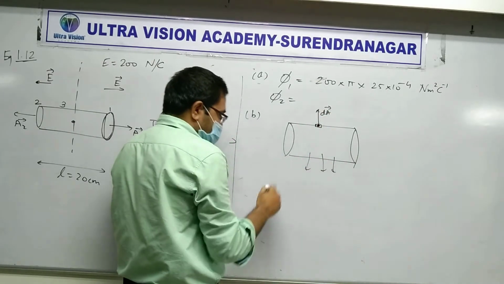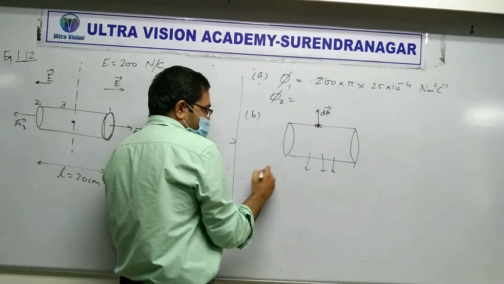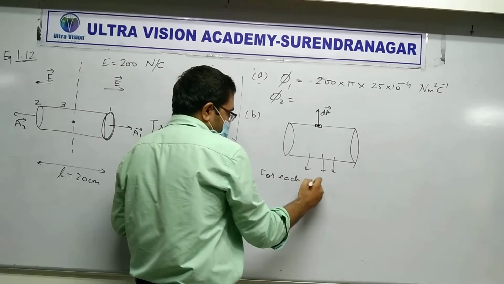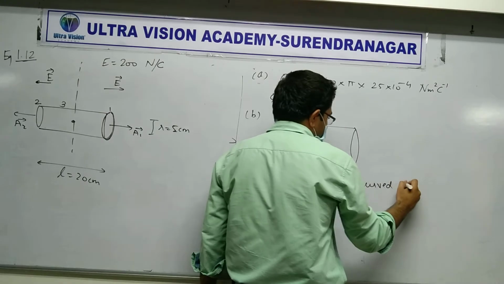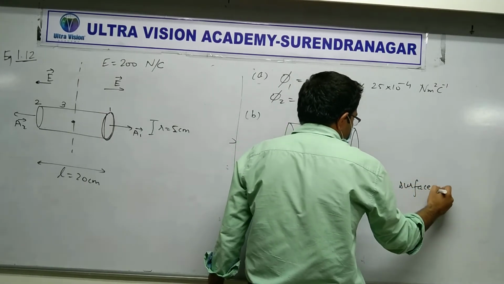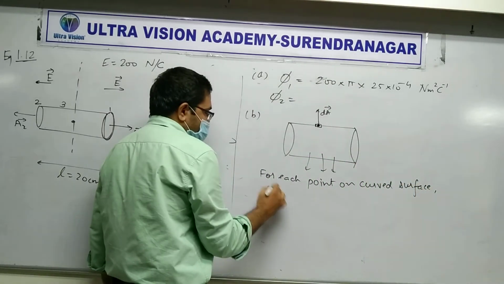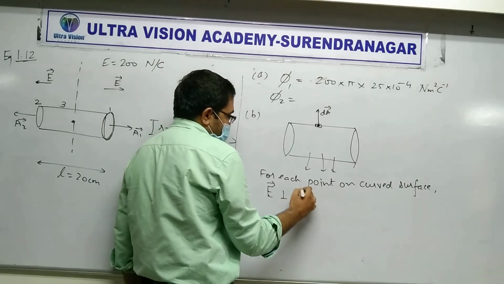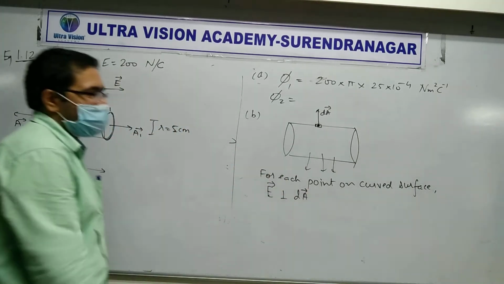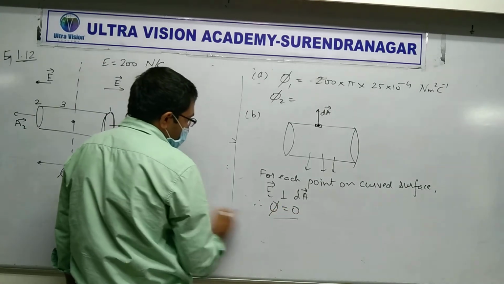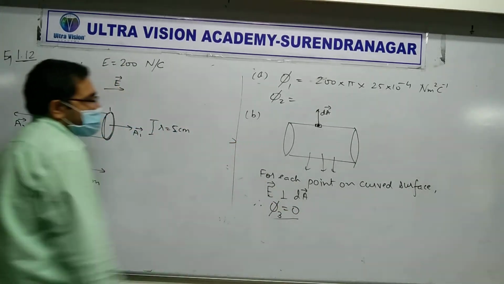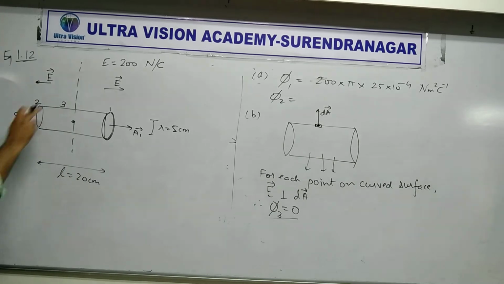So you can just write that for each point on the curved surface, the E vector is perpendicular to the dA vector. That is, the electric field is perpendicular to the area vector. That's why the flux is equal to 0 for this third surface. Surface 1 here, 2 here, 3 here. What is the question? Next.